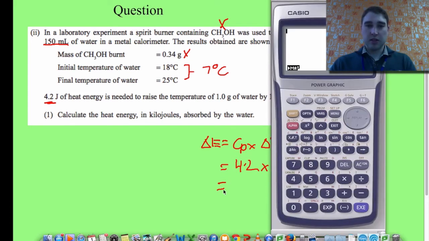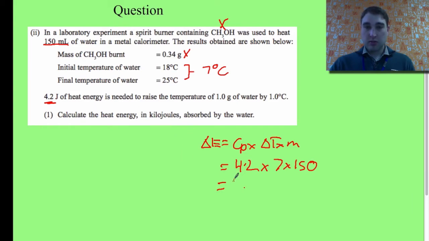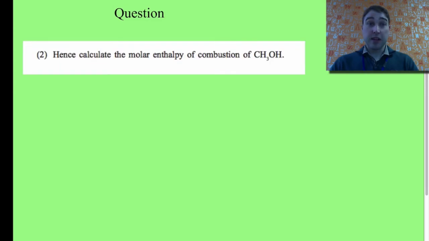I'm going to get my calculator up, and so 4.2 times 7 times 150. Right, so 4,410 joules. So that's in joules. The next part of the question is asking me to calculate the molar enthalpy of combustion. So that's my delta H value. I'm going to fill in the entire equation, and then I'll go back to my calculator.